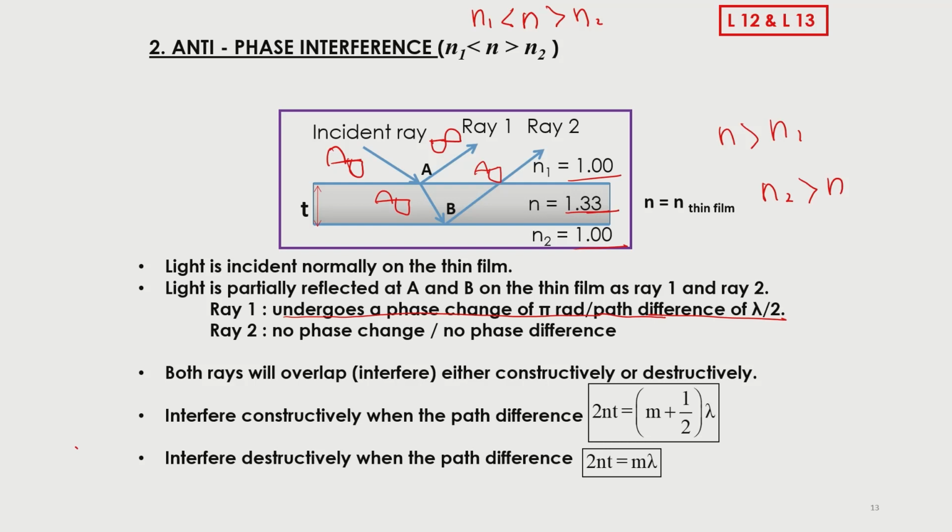So the refractive index of the thin film is higher than that of medium 2. Now you are rich. You don't want to become poor, right? So you need to remain rich, and you don't need to change. The same analogy applies here: no phase change, no phase difference. Both rays will overlap and interfere either constructively or destructively. In this situation, the rays overlap destructively. If they interfere constructively, the equation is 2nt equals (m plus half) lambda. If they interfere destructively, it is 2nt equals m lambda.